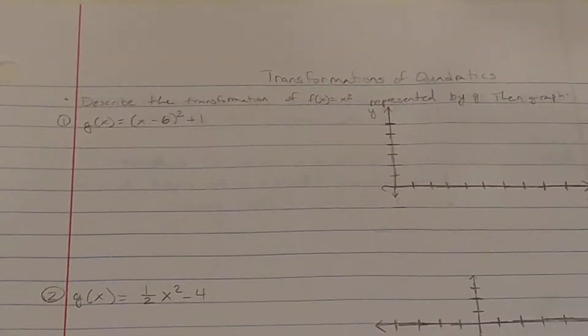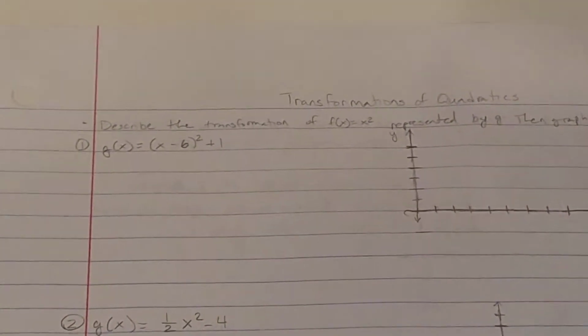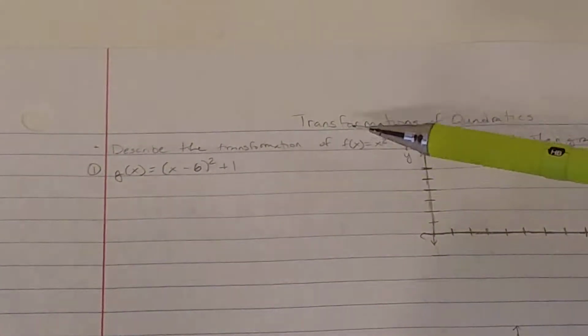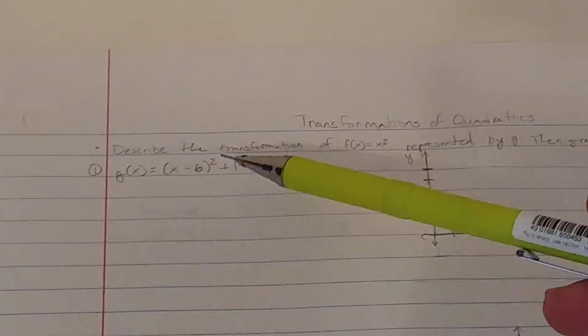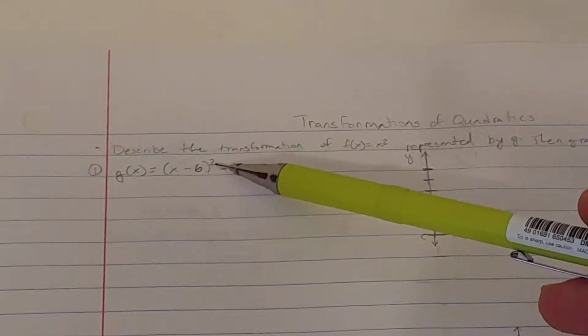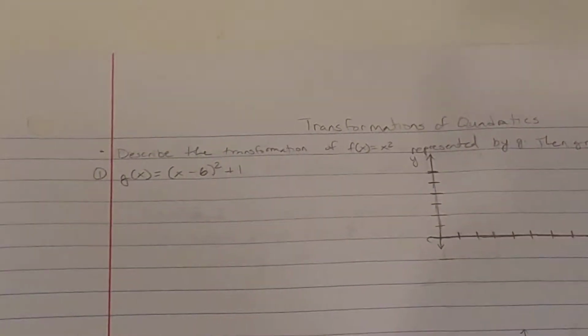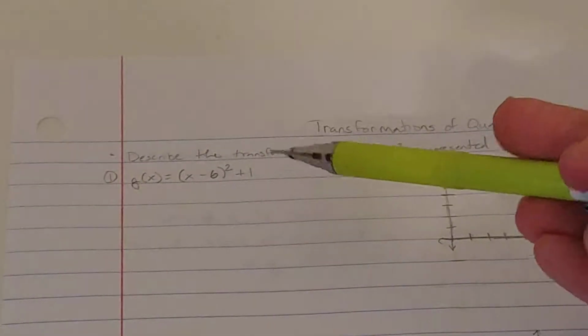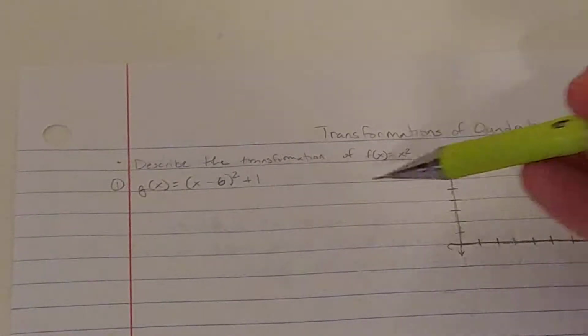So the first one says: describe the transformation of f of x equals x squared represented by g, then graph. Okay, so we have to do two things. Let's first talk about the transformation. We saw this already with the linear functions and the absolute value functions. Now we're going to look at quadratics. We know it's quadratics because that's squared. That's our degree, the biggest exponent.